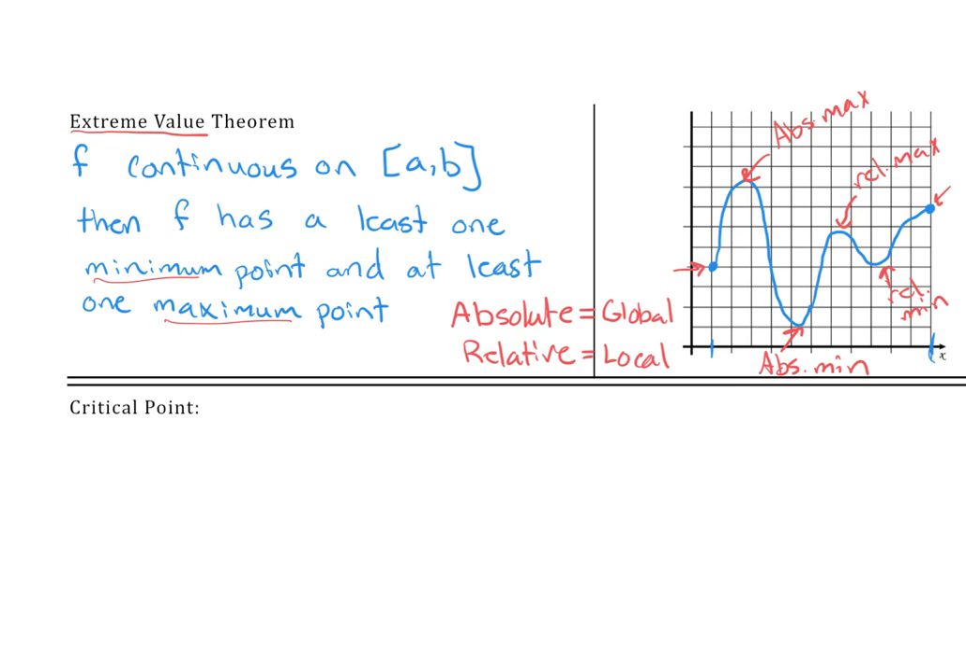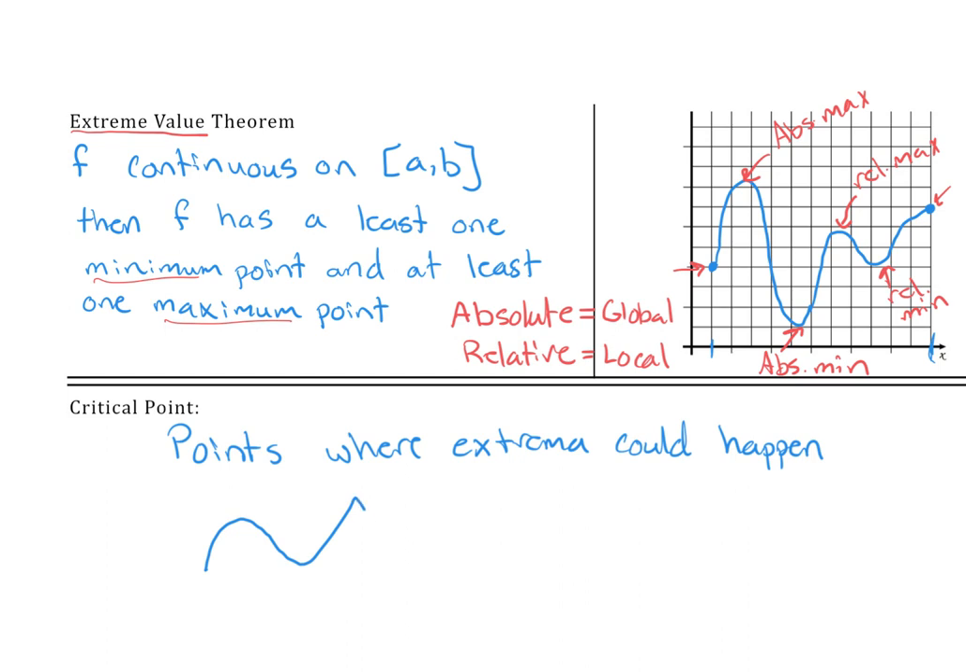Okay, so a critical point is simply a point where extrema could happen. So the idea is if you have a function and I say we need to find the critical points, you're going to calculate where extrema could happen. So how do we know where extrema could happen? So if you just think about a graph, something like this.